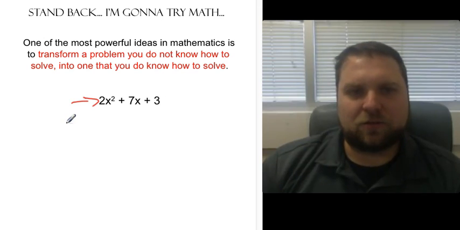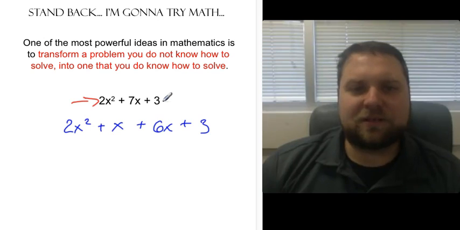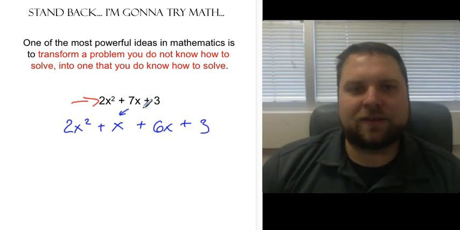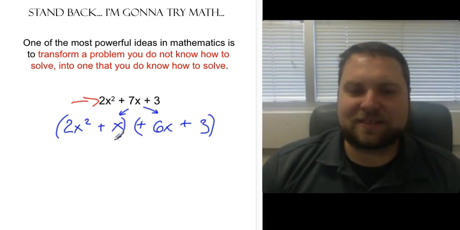But let me change something here. What if instead I wrote 2x squared plus 1x plus 6x plus 3? These two are exactly the same because if you look, 1x plus 6x is still going to be 7x. The 2x squared didn't change, the 3 at the end didn't change. All that changed was I took that 7x and I split it into 2 parts. And something kind of magical happens here. If I try this, now this has 4 terms.